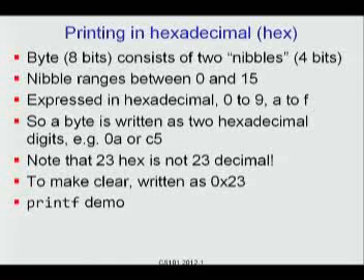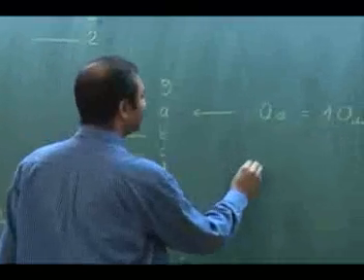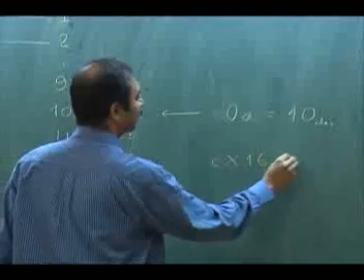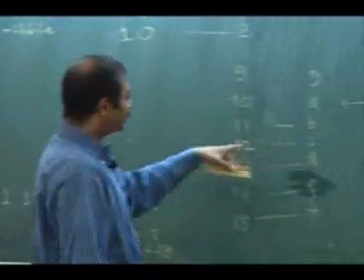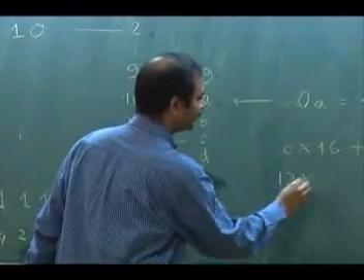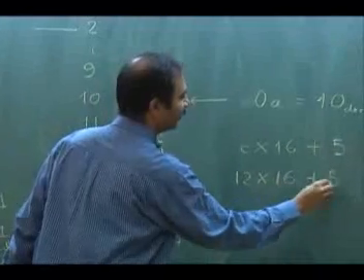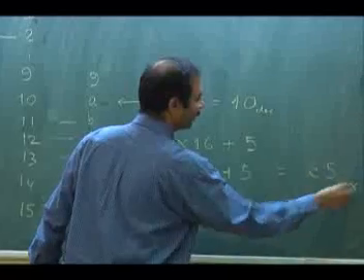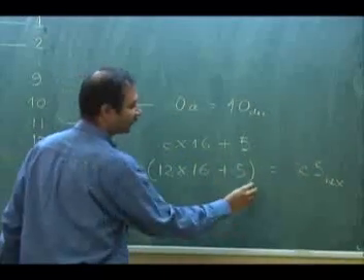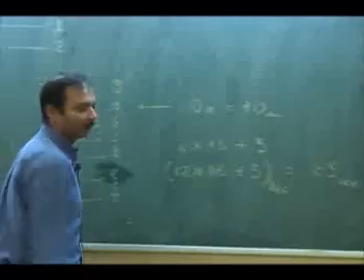And what is C5? C5 is C times 16 plus 5. And C being 12, this is 12 times 16 plus 5. So C5 in hex is equal to 12 times 16 plus 5 decimal.